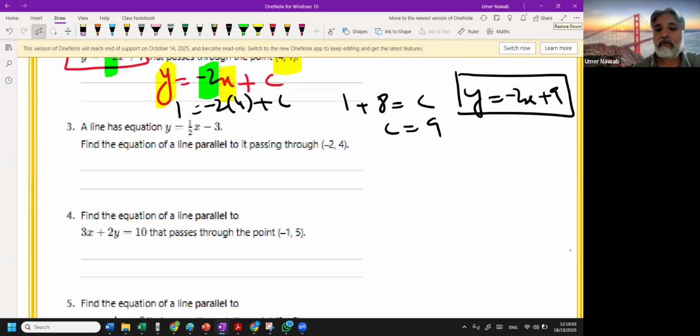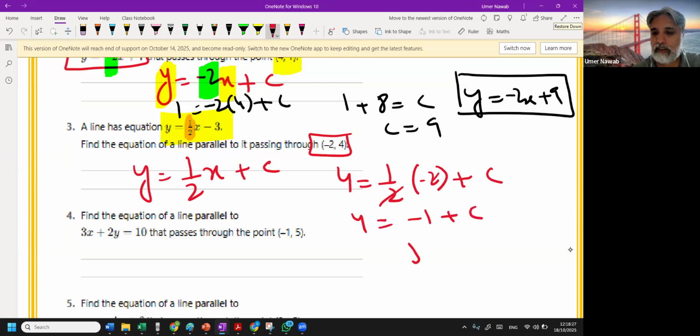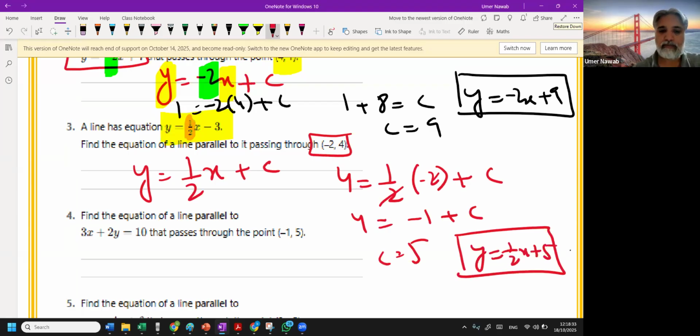Then I want to write a line parallel to this line. Okay, what's the gradient it has? The gradient is half. So I'm going to write my equation y is equal to half x plus c. Now c can be found by using this point. y is 4, half x is negative 2, plus c. Cancel: 4 is equal to negative 1 plus c. So c will be equal to 5. What is the final equation? y is equal to half x plus 5.